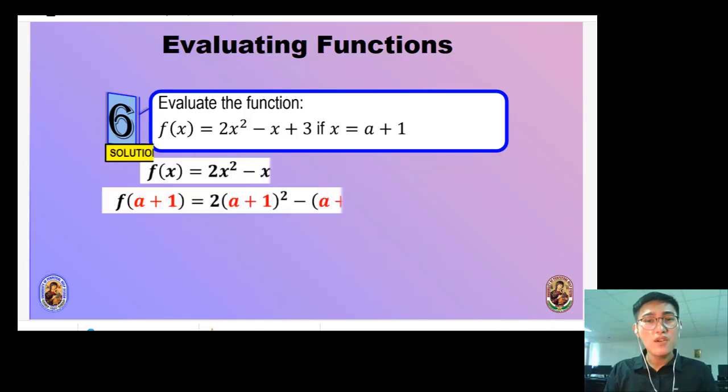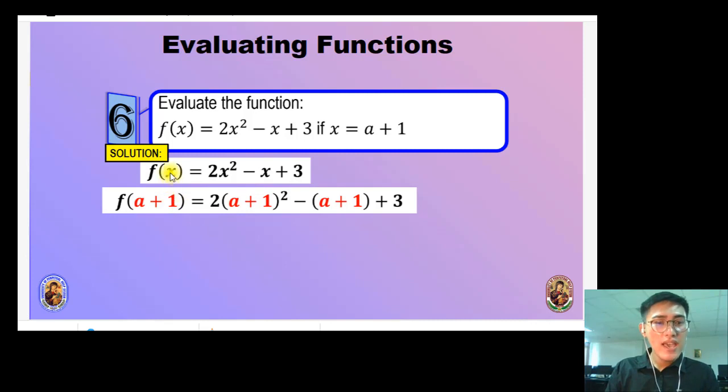Okay? Let us rewrite. We have now x magiging a plus 1. Itong x dito magiging a plus 1. And this x here magiging a plus 1. Then, we have now 2, the quantity of a plus 1 squared minus a plus 1 plus 3. So what are we going to do with the first term is use the FOIL method. You know the FOIL method?